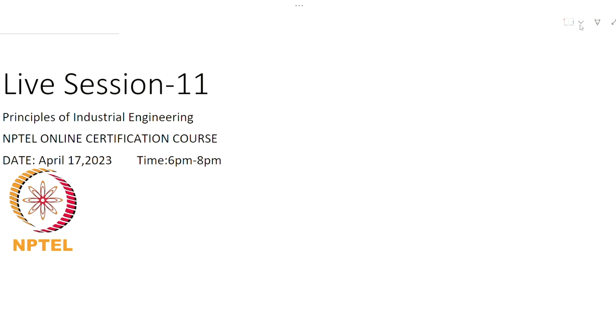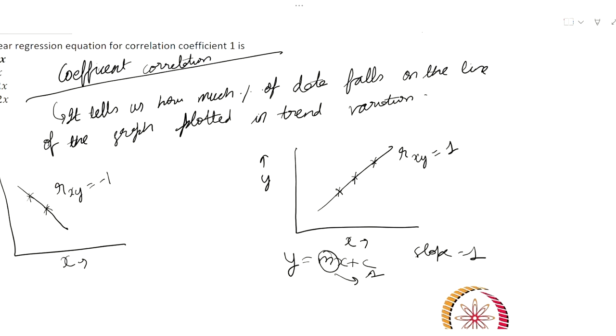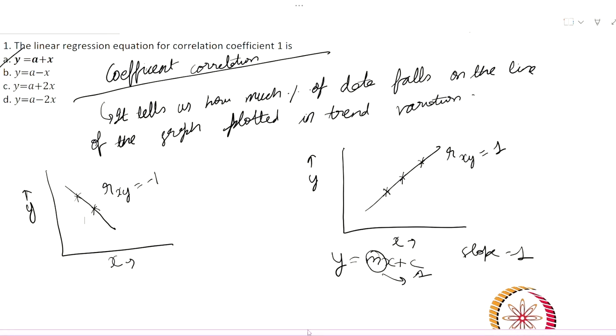Points covered in session 11. In session 11, we found out the coefficient of correlation. It tells us how much percentage of data falls on the line of the trend variation. Trend variation means increase or decrease. So this is how much percentage we get on the line of the graph in the trend.